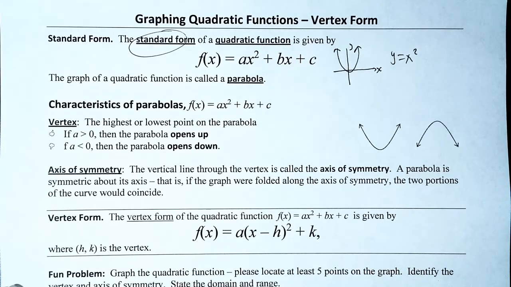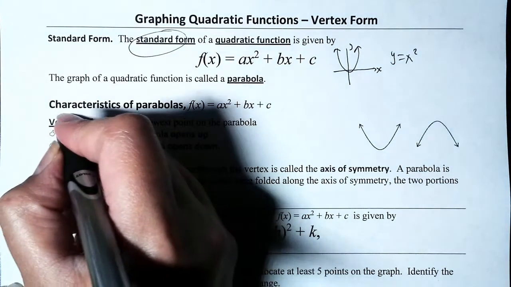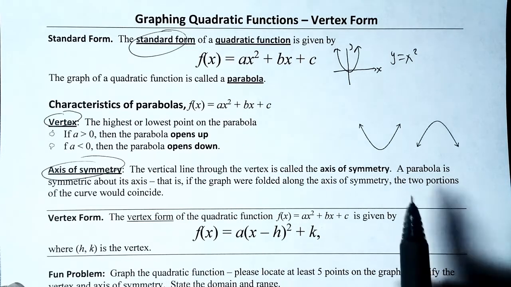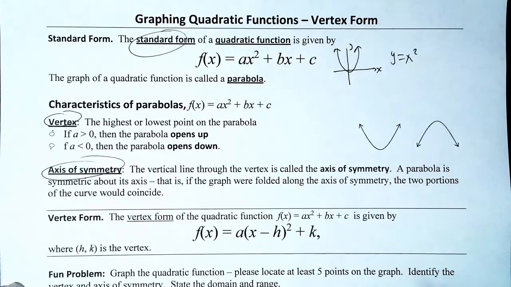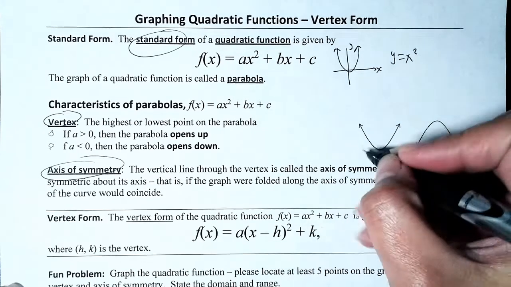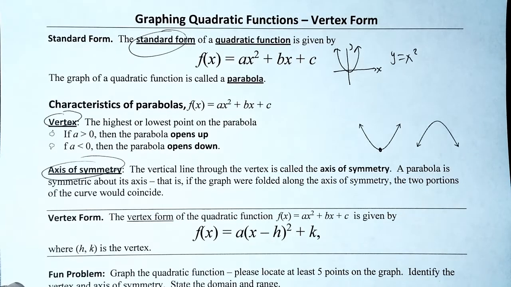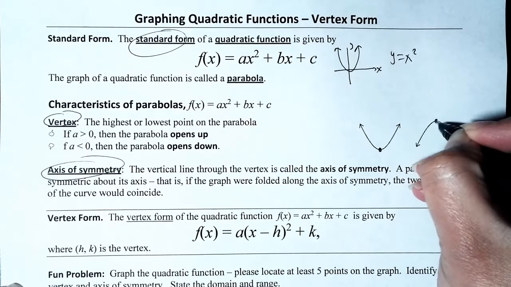Now it's always nice to have a sense of how this parabola is going to look before we even lift a pencil. Before we do that, let's go ahead and talk about vertex and axis of symmetry. So vertex, depending on whether the parabola opens up or down, will take a slightly different meaning. If the parabola opens up, then the vertex will be the lowest point on the curve. If the parabola opens down, then the vertex will be the highest point on the curve.